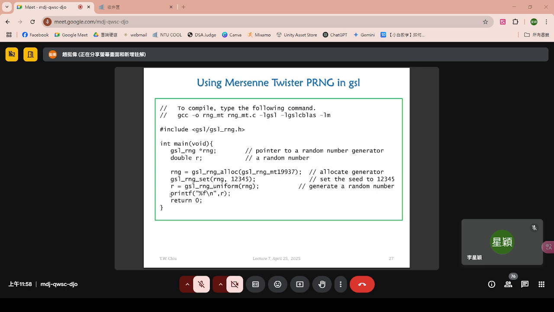And then this is the generator. This is calling this random number, print out. That's right. So this is the way you call this Mersenne Twister random number generator in the GNU Scientific Library. And then you can compile with this.